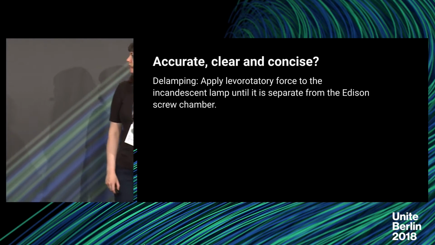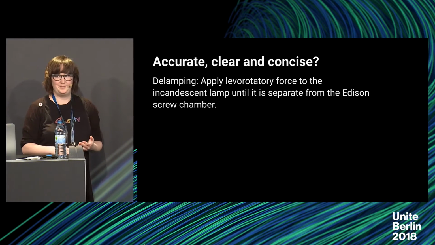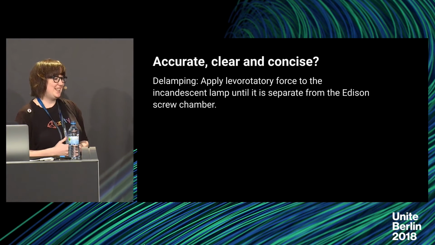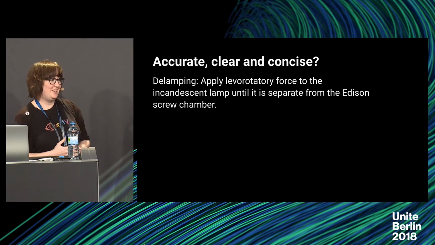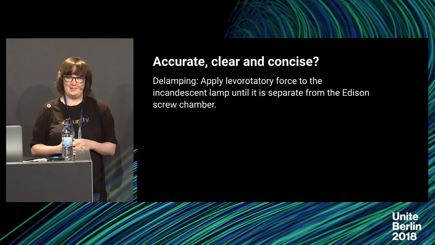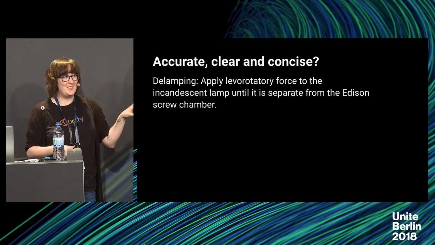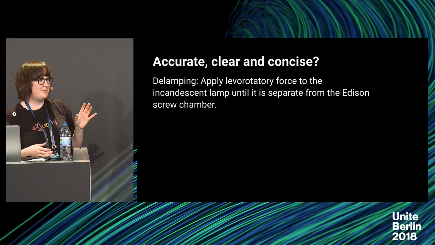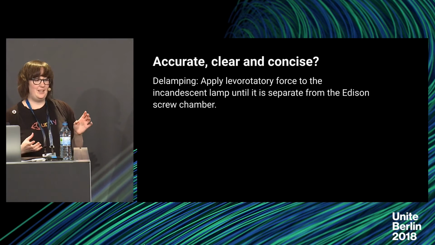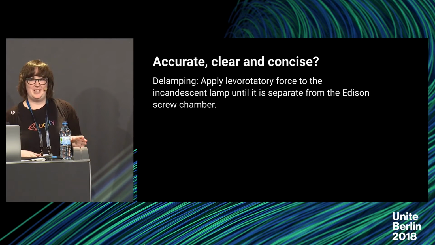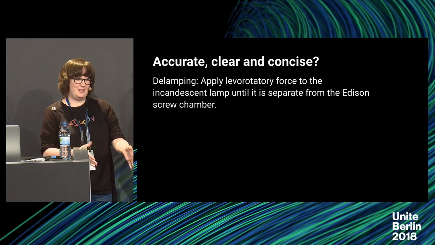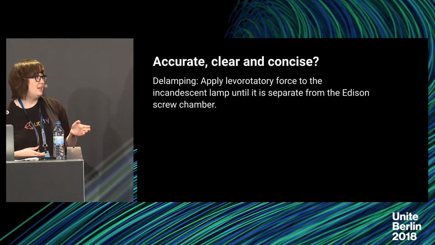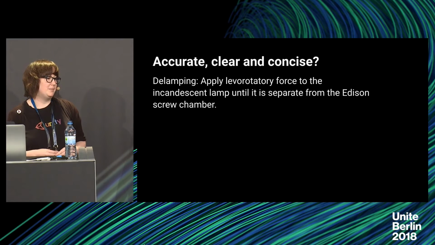So let's apply those with this example. Delamping. Apply levo-rotatory force to the incandescent lamp until it is separate from the Edison screw chamber. Now, you might be able to figure out what this is trying to tell you, but only if you had some fairly specific knowledge and a fairly good grasp of the English language. It uses some very obscure terminology, and it's not even immediately clear which parts of this sentence are relevant and which aren't.